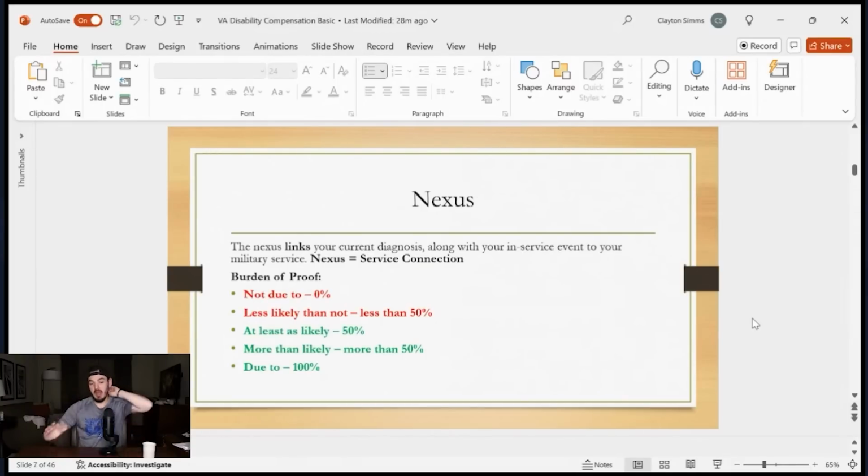And then, of course, we have the Nexus. The Nexus is the service connection. Without the in-service event, there's no Nexus. Without the current diagnosis, there's no Nexus, okay?